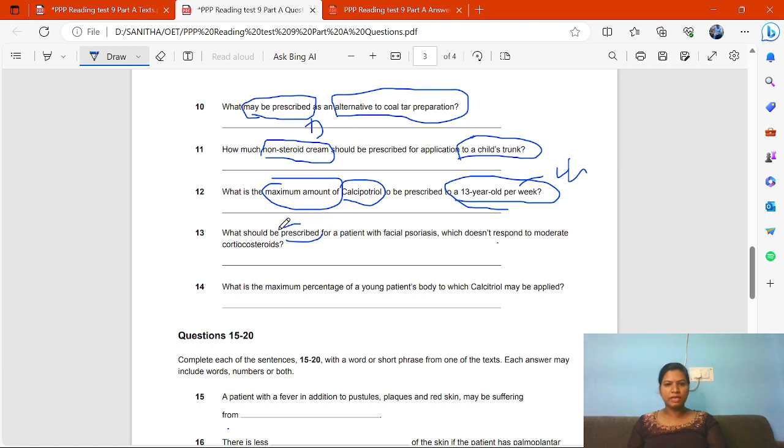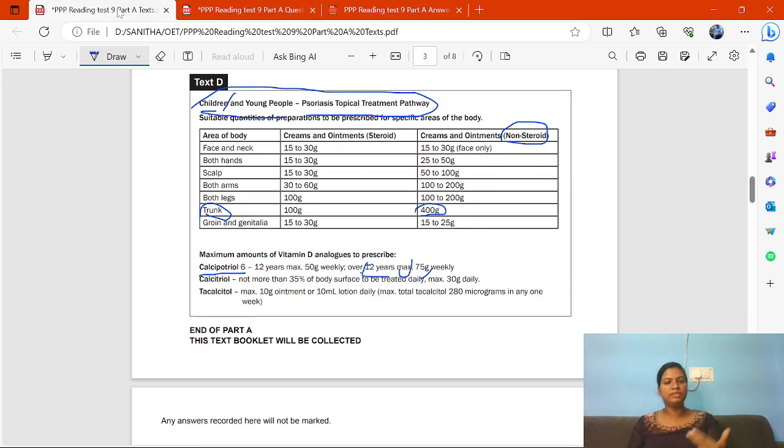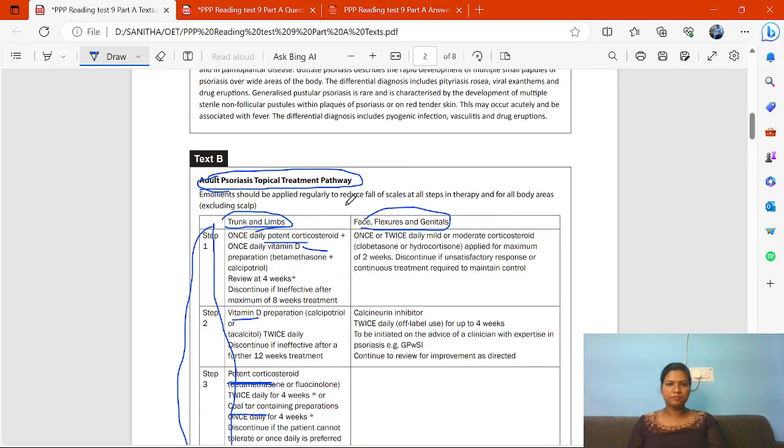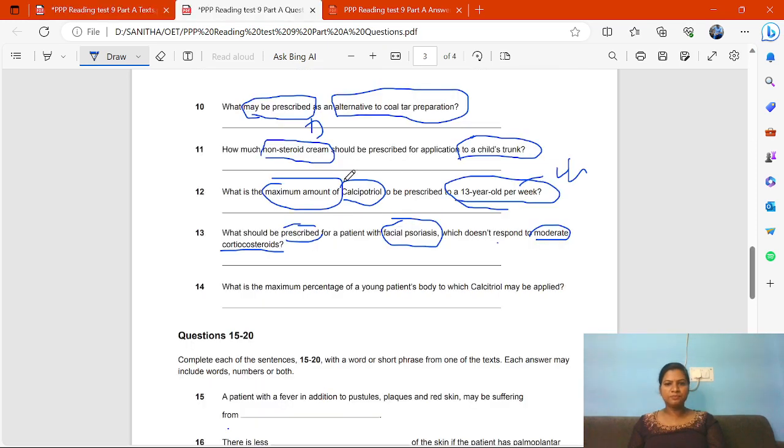Again, they are talking about medication prescribed for a patient with facial psoriasis, which doesn't respond to moderate corticosteroid. Here, corticosteroid they are saying moderate, one keyword: moderate corticosteroids, facial psoriasis, and prescribed, that is medication, either B or D. So first we have to go to B, and if it is not there, then come to D. Then moderate, facial. See, we got face here. Facial psoriasis, adult psoriasis, and moderate corticosteroids. We got here moderate corticosteroids, and what is the question?